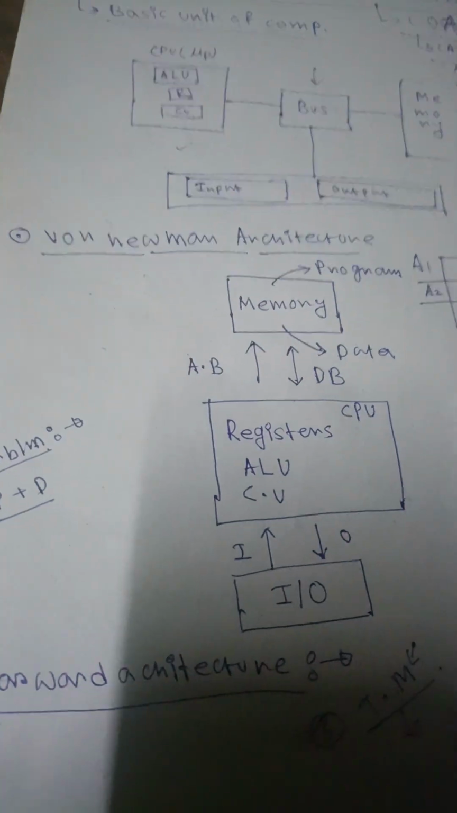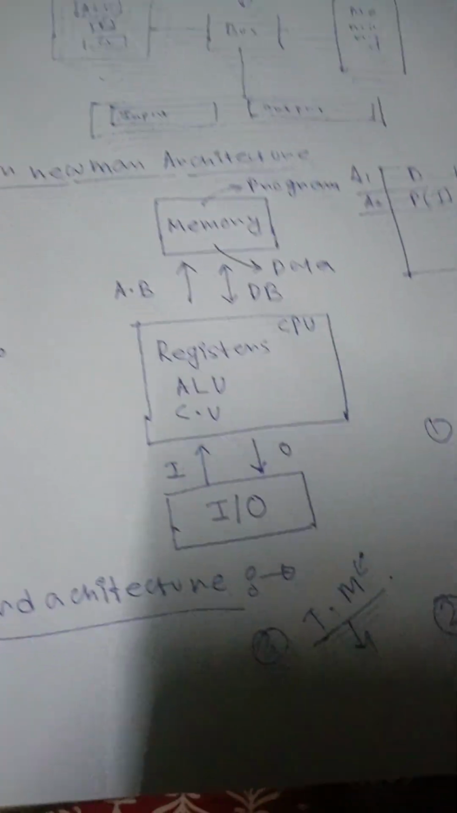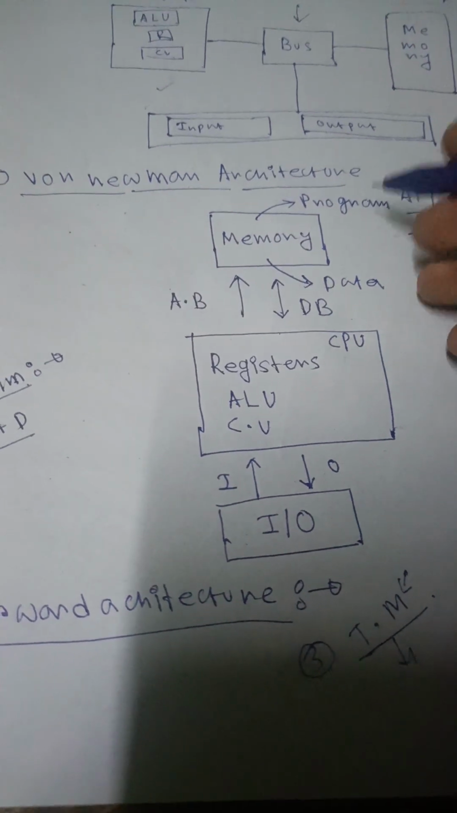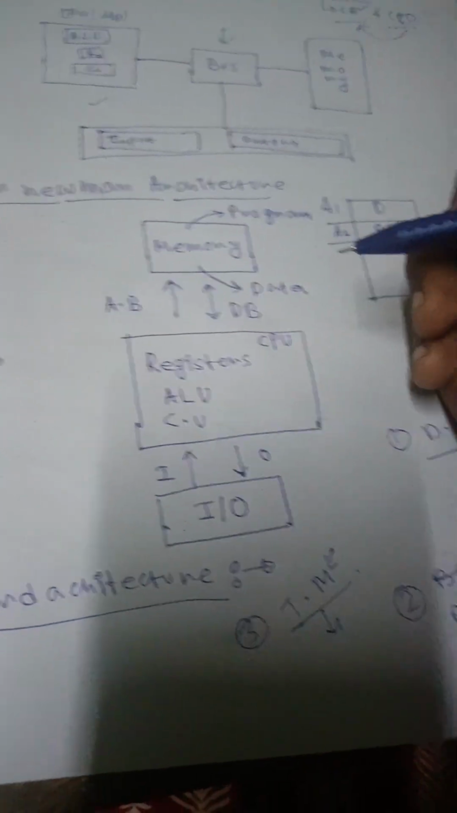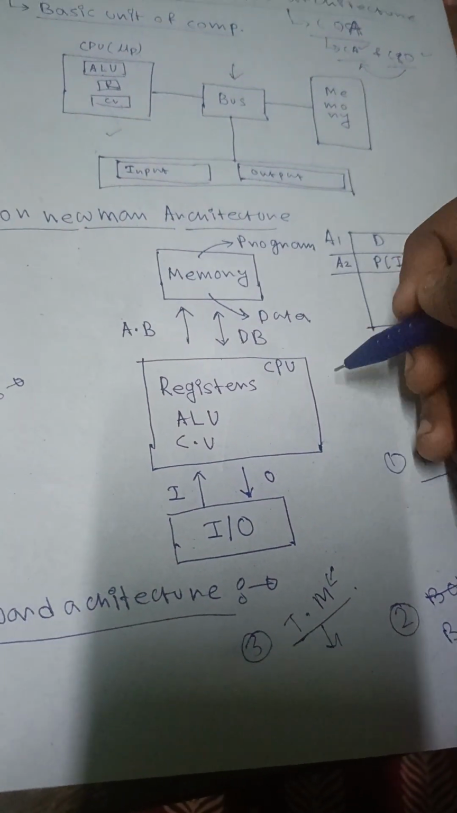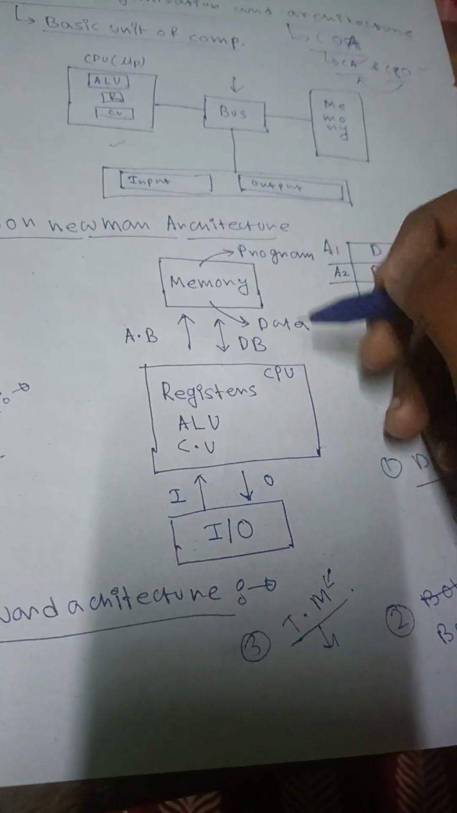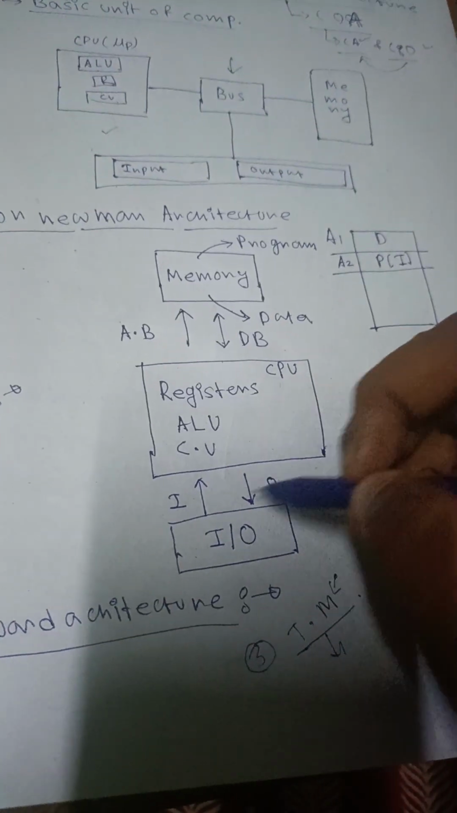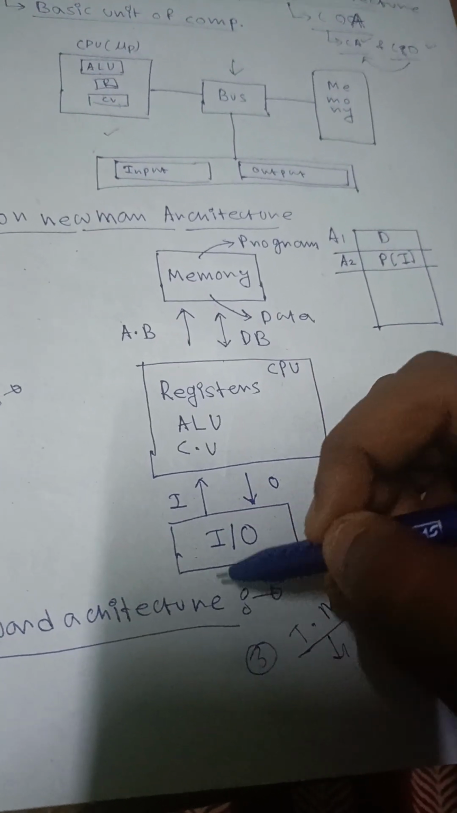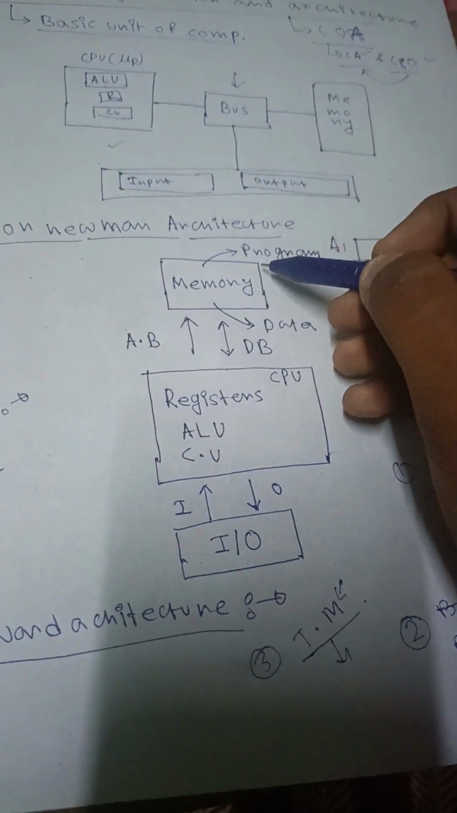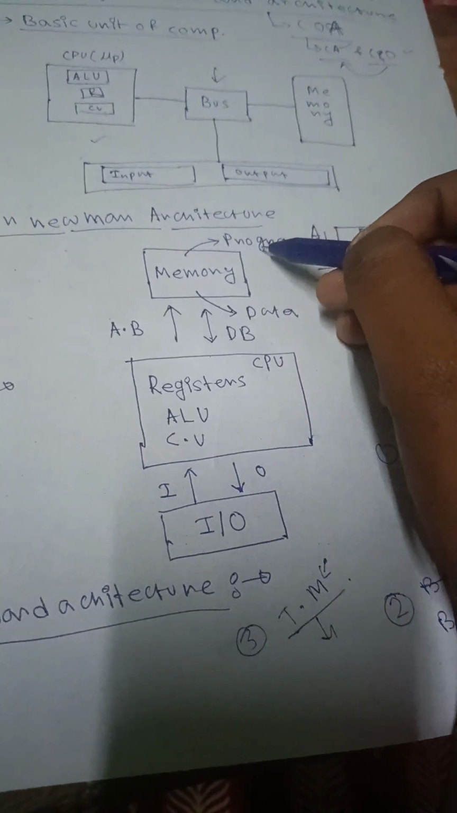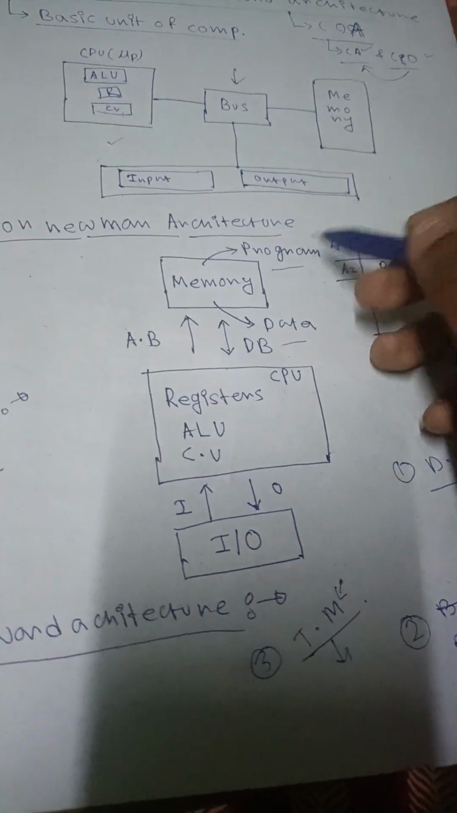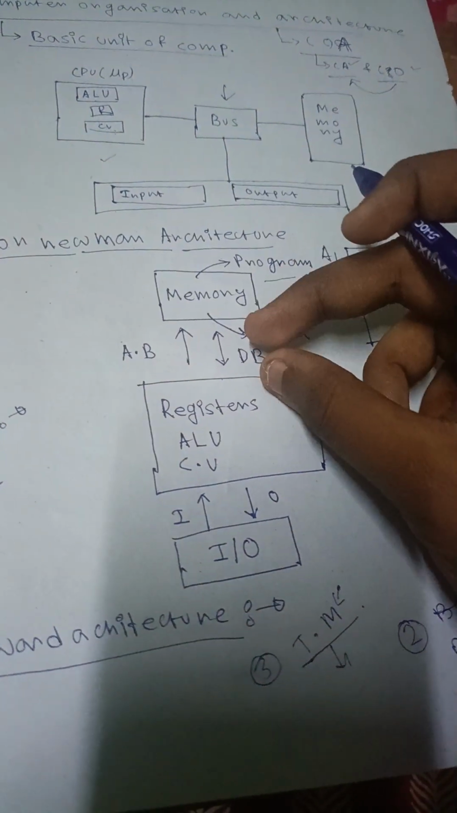So let's start the video with von Neumann architecture. After the Turing machine, the concept that came into the picture was von Neumann architecture. What did von Neumann do? He described the complete architecture of a machine. There should be a memory, a CPU, and input output. Memory has two parts, programs and data, both stored in memory.